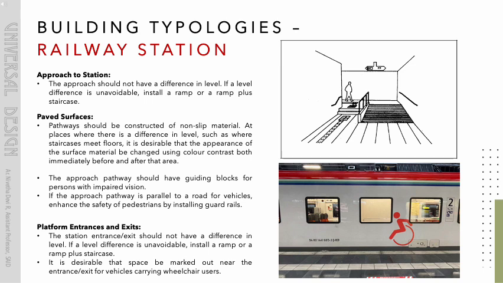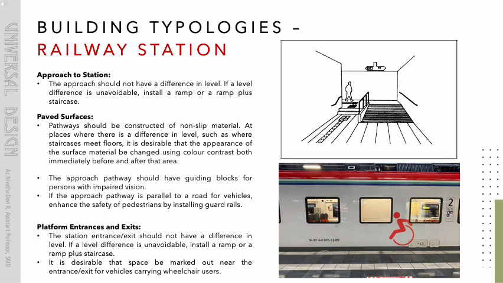At places where there is a difference in level, such as where staircases meet floors, it is desirable that the appearance of the surface material be changed using color contrast both immediately before and after that area. The approach pathway should have guiding blocks for persons with impaired vision. If the approach pathway is parallel to a road for vehicles, enhance the safety of pedestrians by installing guardrails.